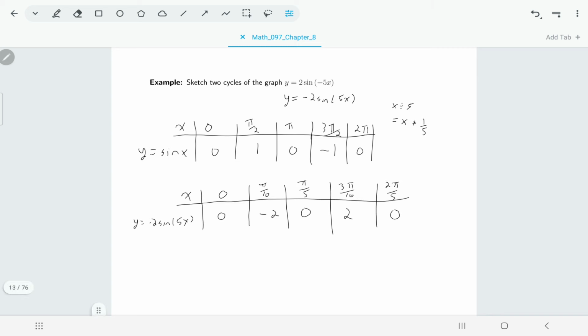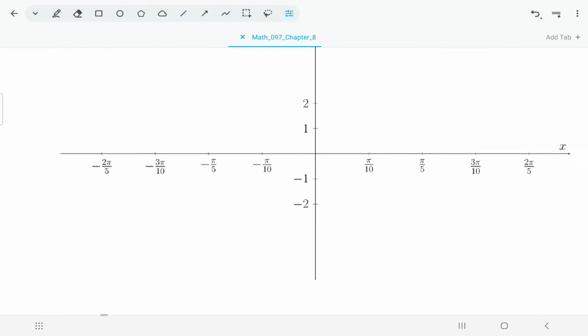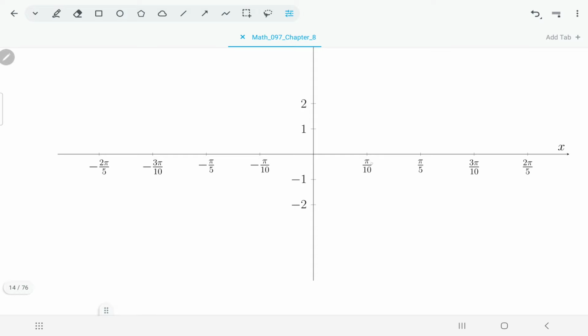So there we go. We did our work to figure out what our 5 basic points are. Now all I'm going to do is start plotting those 5 points so I can graph my one cycle, and then I'll do my second cycle after that. I've already kind of cheated here, getting my axis created in advance, but if you were drawing by hand, you would start off by putting 0, pi over 10, pi over 5, 3 pi over 10, 2 pi over 5 on the x-axis. And of course, if you've got tick marks at positive pi over 10 and so on, then you'd also have the negative of all of those on the negative side.